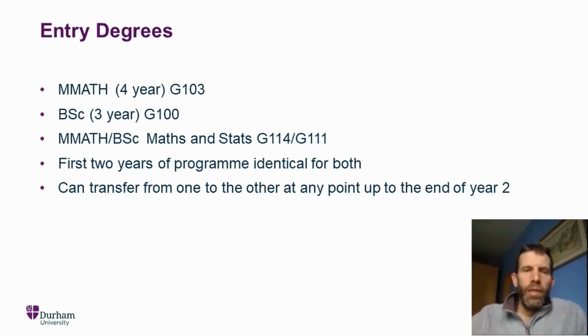There are essentially 4 entry degrees. These are the different degrees that you can apply for on UCAS. And these are as follows. There's a 4-year M-Math course and a 3-year BSc course. And in the past, these have roughly been 50-50, in terms of which students apply for which one of these two.